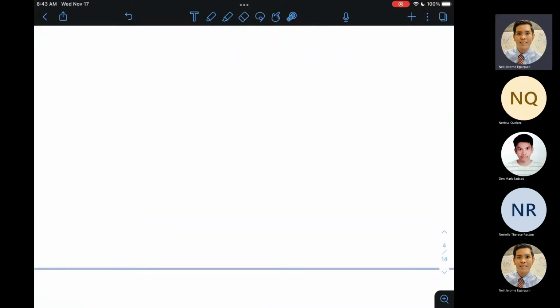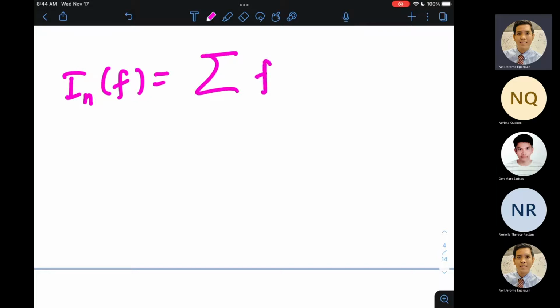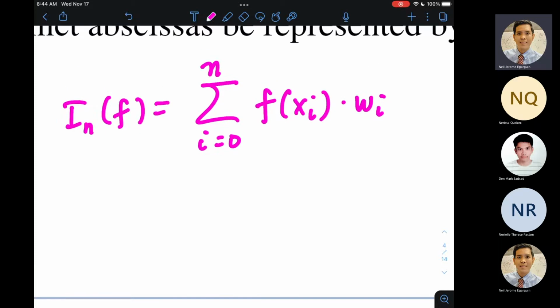Well, a quadrature formula will take this form. So pwede natin siyang tawaging IN of F. Siya ay magiging summation lamang ng F of X sub I times W sub I going from 0 to capital N. Medyo mag-shift ako dito ng notation. So, gagawin ko siyang, mag-start ako sa index na 0. Yun yung nasulat ko sa work text.